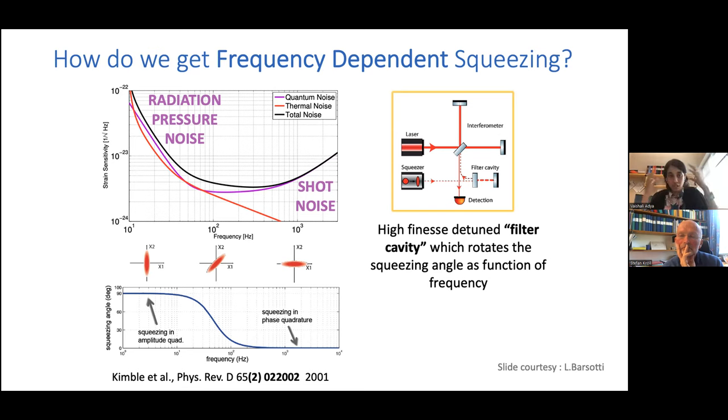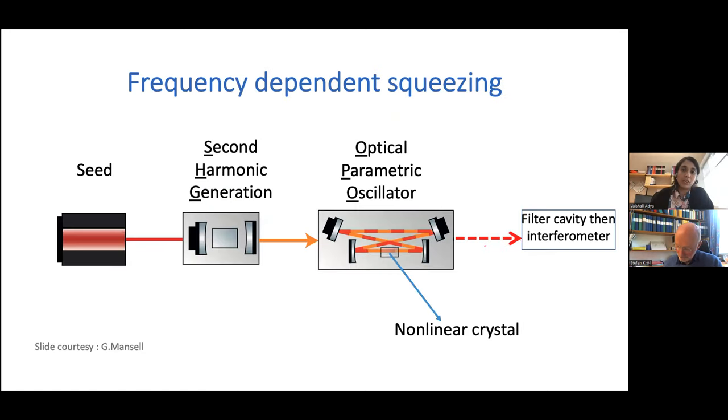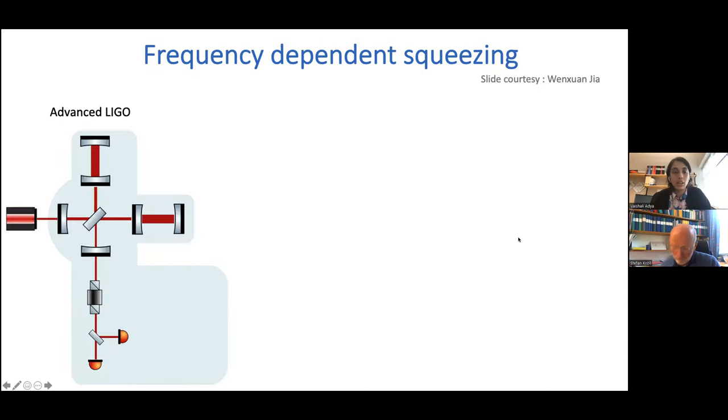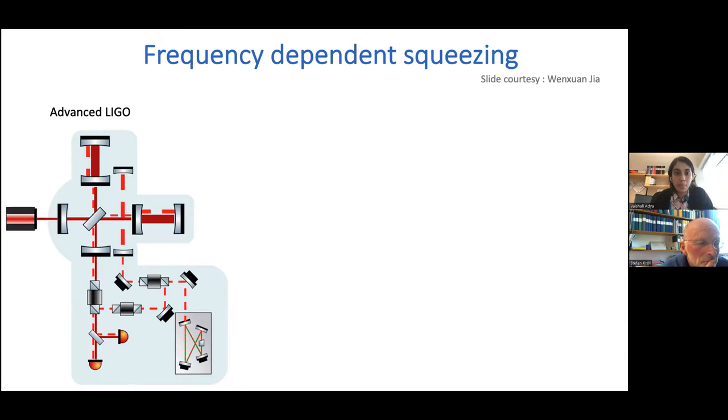And just so you know what scales we're talking about, this is a really high finesse cavity, which has round trip losses of roughly 50 ppm. So now if you go back to this schematic, before you inject the squeezed light into the interferometer, you're reflecting it off of this cavity. And what does that look like if you compare it back to the interferometer picture that I had shown you earlier?